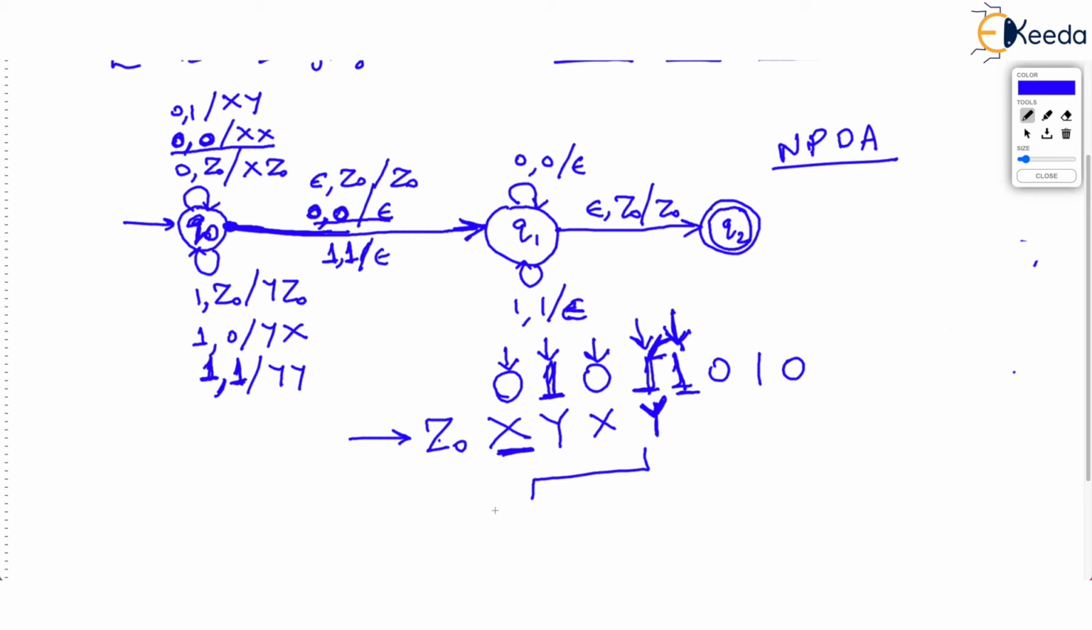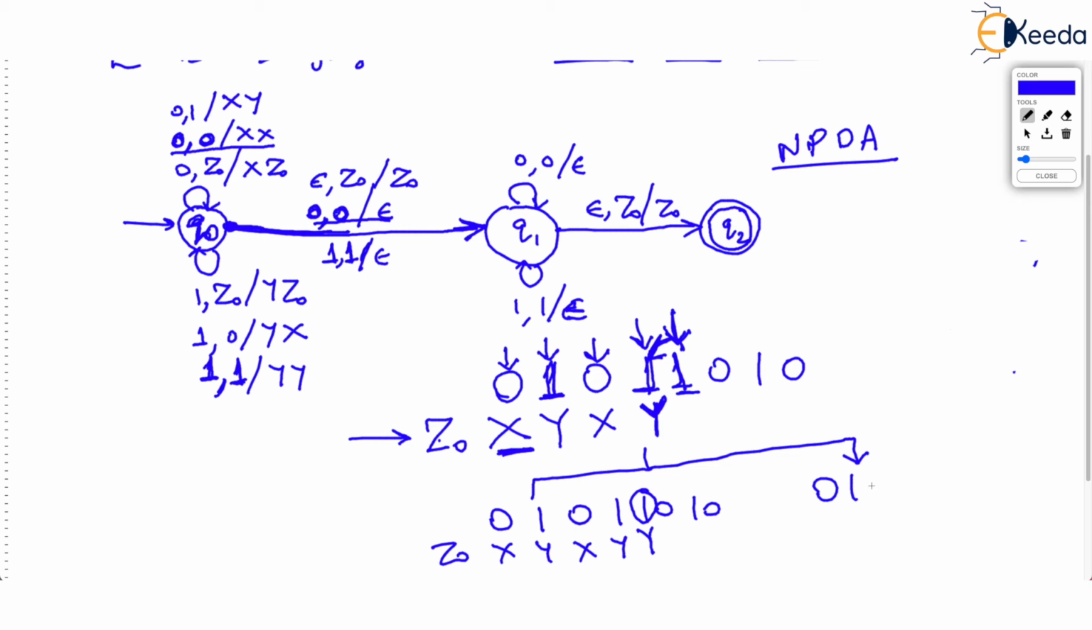The string is 0, 1, 0, 1, 1, 0, 1, 0, and right now we have Z0, X, Y on the stack, and we are reading this one. What if the PDA assumes the center is not reached? Then it will push, because the center is not reached, so it doesn't have to start the pop operation. The second assumption it will make is for when we are reading that 1. Let me draw the string again.